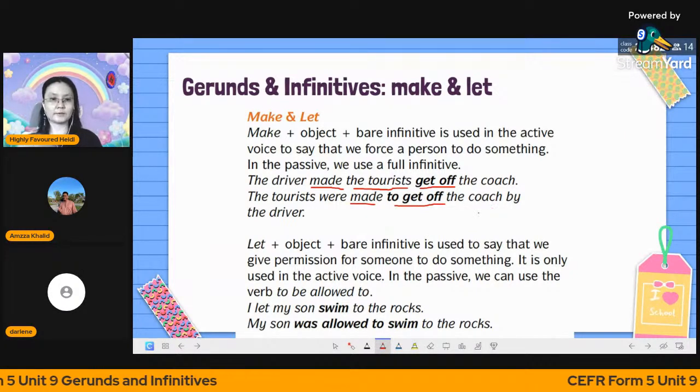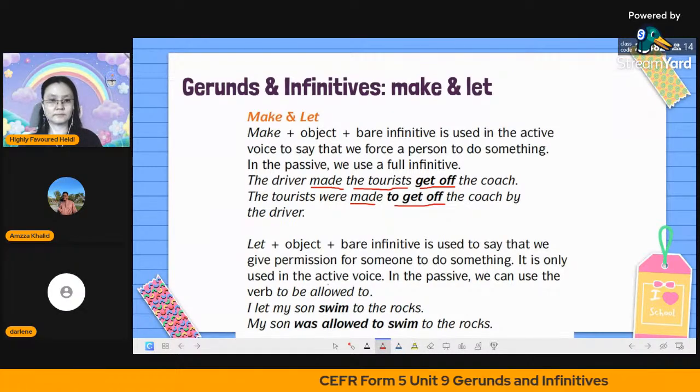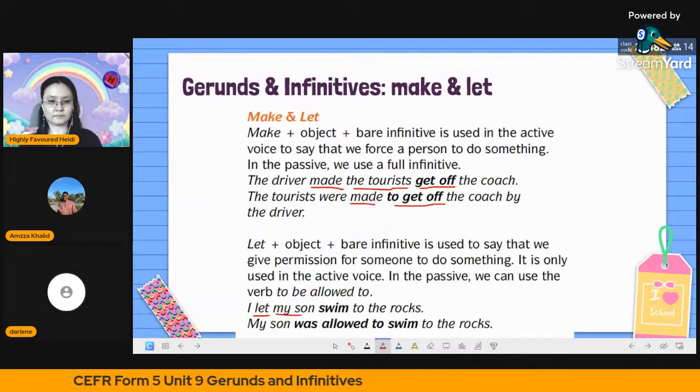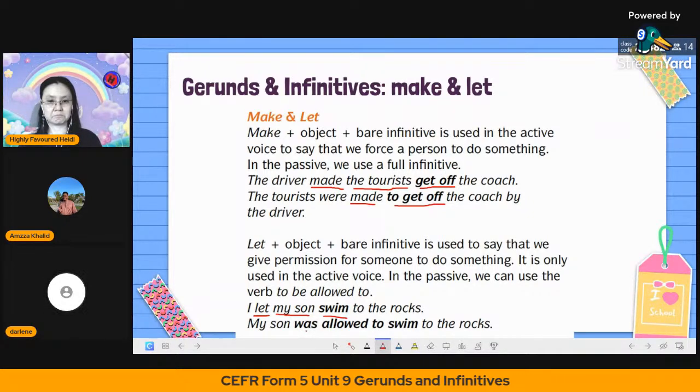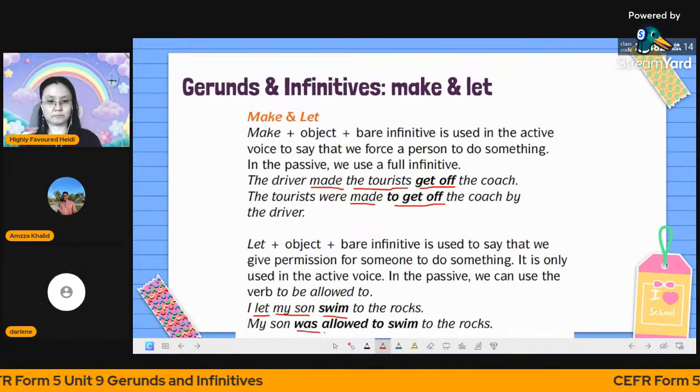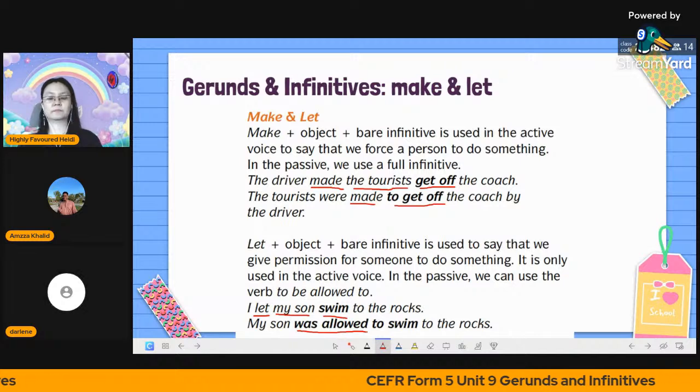The next one, let. Let plus object plus bare infinitive is used to say that we give permission for someone to do something. It is only used in the active voice. In the passive, we can use the verb "to be allowed to". I let my son swim to the rocks. My son was allowed to swim to the rocks.